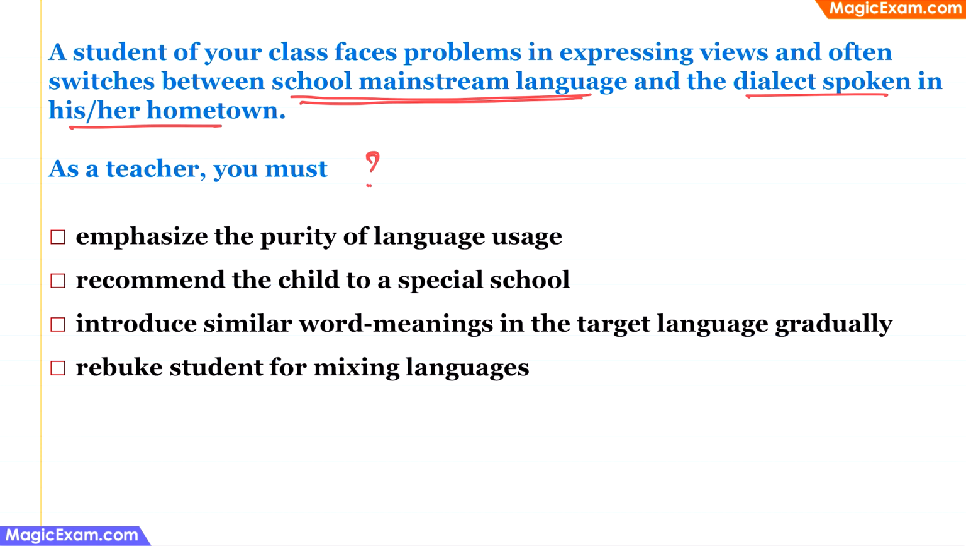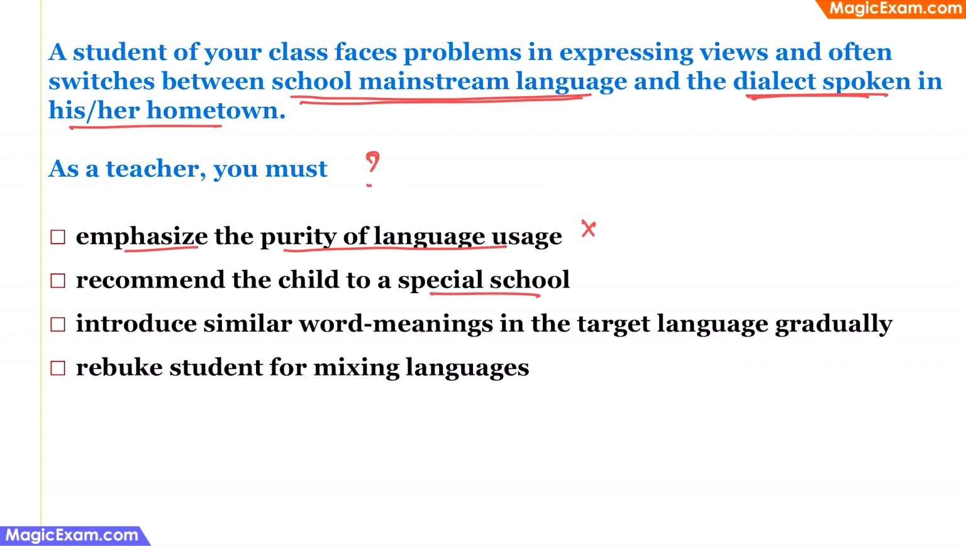Now, when you look at the answer choices, the first one says emphasize the purity of language usage. Now here the child is facing a difficulty. It's not out of choice, but out of the need to express himself or herself, he is switching over to the native language. Therefore, by emphasizing the purity of language usage, you are not going to help the child. Therefore, this is incorrect. Next one, recommend the child to a special school.